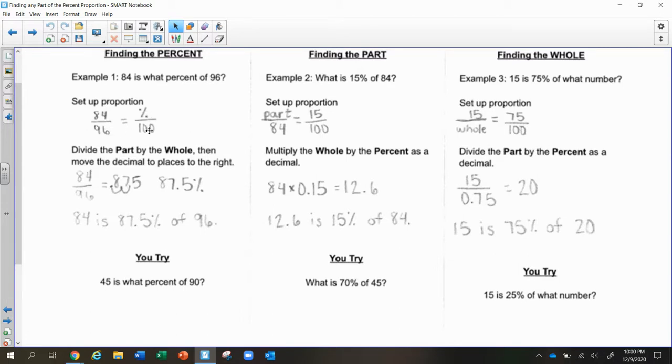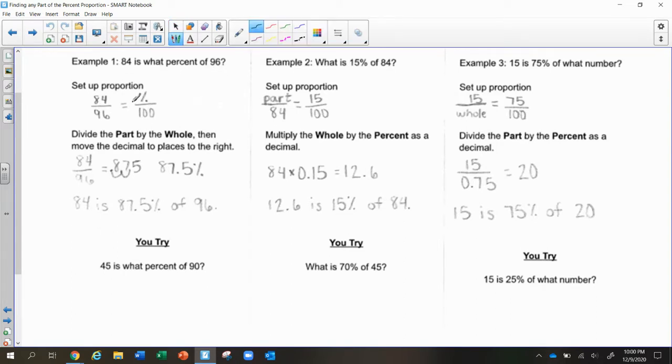The percent is always over 100, and we don't know the percent. So normally what we would do in this situation is we would divide the percent over 100 and get a decimal. Instead, what we're going to do is divide the part by the whole and get the decimal. And so what we do is divide 84 divided by 96, and you get 0.875.